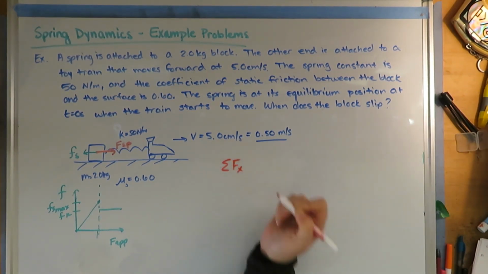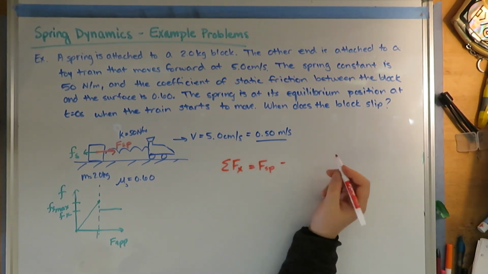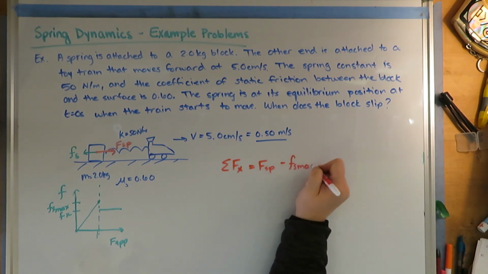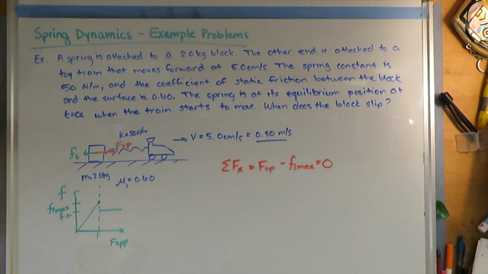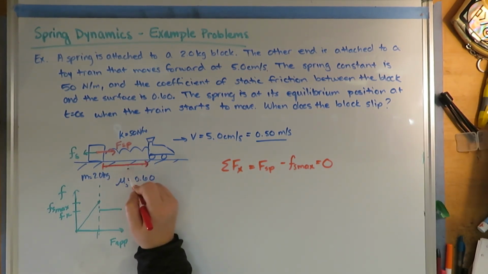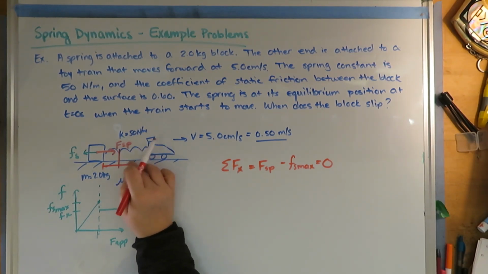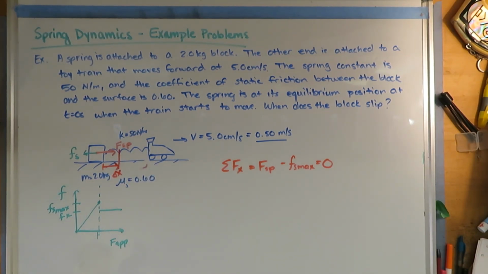So we have Fx, net force, equal to our spring force minus the static friction force max, because we are at that slipping point. And what this allows us to do is find basically the displacement. We could figure out how far the spring has been displaced from its equilibrium position. Maybe it hasn't been stretched that much, but the train's been pulling it, so it has some displacement from its equilibrium position.